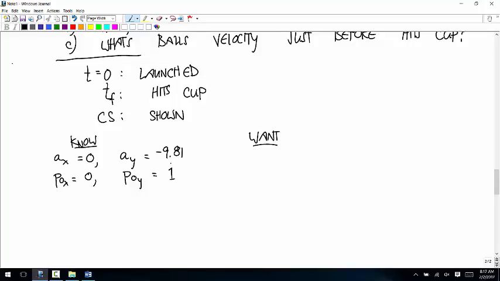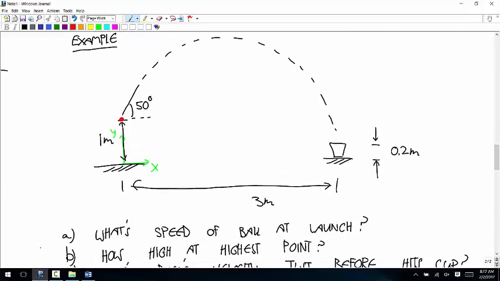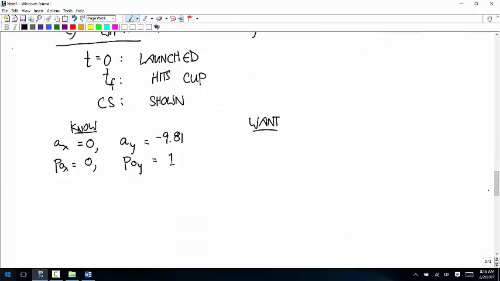Do we know anything about the position at time final? Yeah. 3 and then 0.2. Yep. So there we're looking for the coordinates of the point there. So in this coordinate system, that's positive 3 in the x direction, positive 0.2 in the y direction. Any questions about this yet?